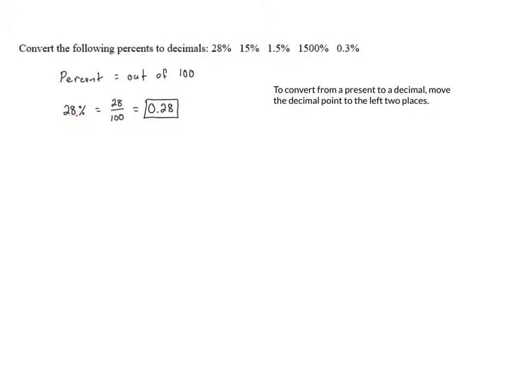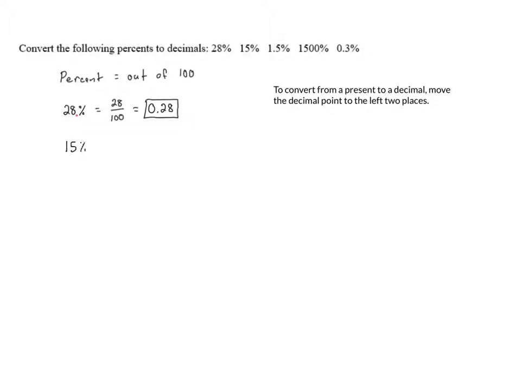And the shortcut or the rule that we'll use in these situations is to convert from a percent to a decimal, move the decimal point to the left 2 places. This is effectively what we get when we divide by 100. Dividing a number by 100 is the same as moving the decimal point to the left 2 places, but it's much easier to just move the decimal point than to actually go through the division. Let's look at the other examples.